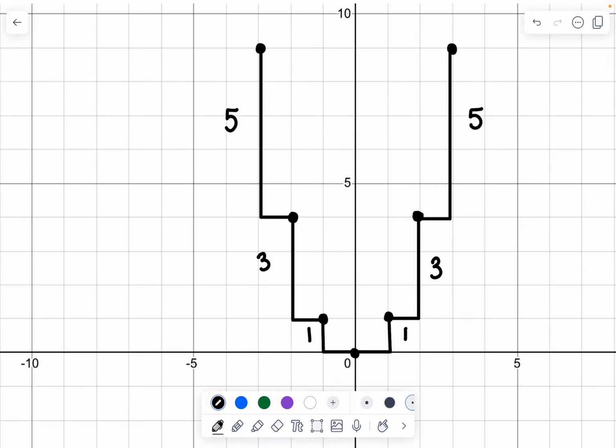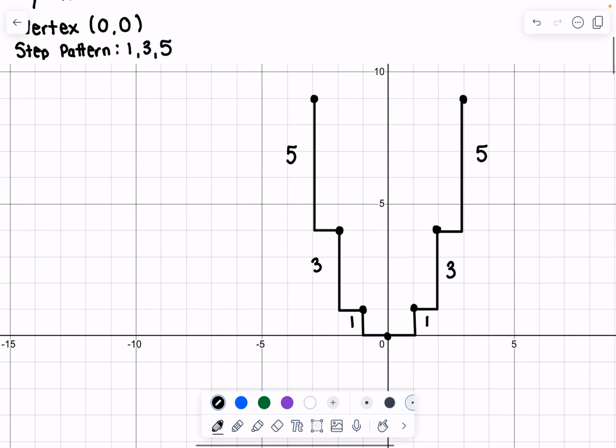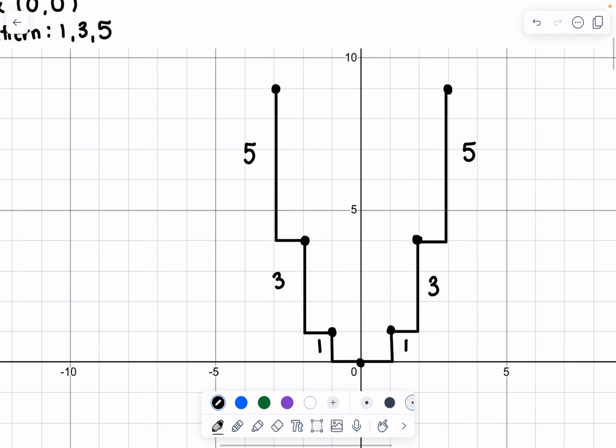Okay, so we went from 1 to 3 to 5. Our second differences are describing the pattern that's happening in between. So adding by 2 each time. This is what makes it a proper parabola.